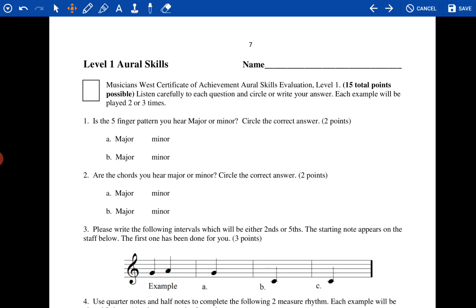Okay, so again, it's like the 5-finger patterns. They're going to feel different. It's going to be a different feeling, although only one note changes. For example, major and minor are the same notes, C, except instead of E, you're going to have E flat. So here's major, here's minor, major, minor, major, minor.